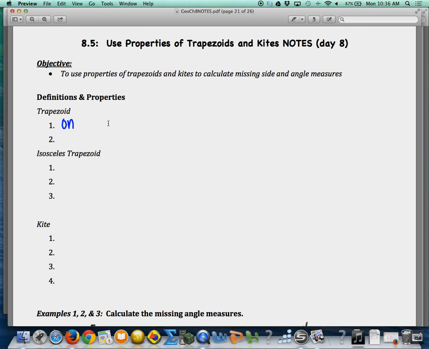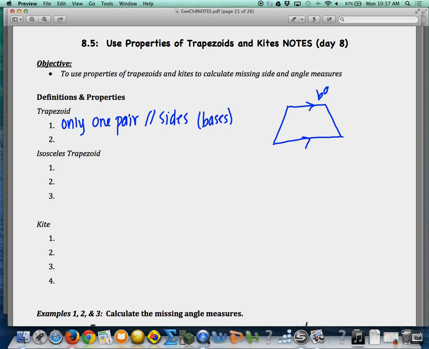So for trapezoid, you're going to put only one pair of parallel sides. Okay, and those parallel sides are called the bases. Now, I'm writing only one pair because what do you call it if there's two pairs of parallel sides? Parallelogram, right? Two pairs is a parallelogram, one pair is a trapezoid. Okay, so this is how you probably have seen a trapezoid. Looks something like this. You have one pair of sides that are parallel. These are called the bases.